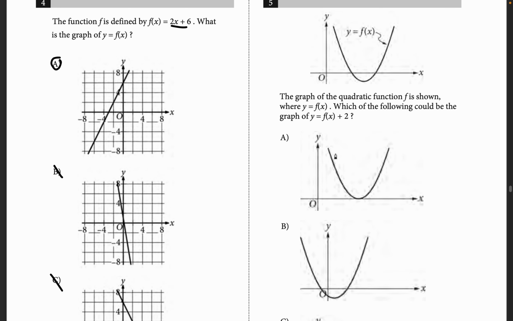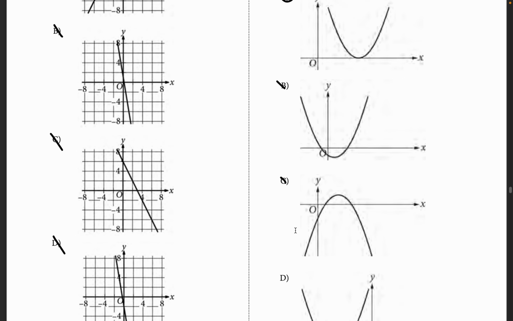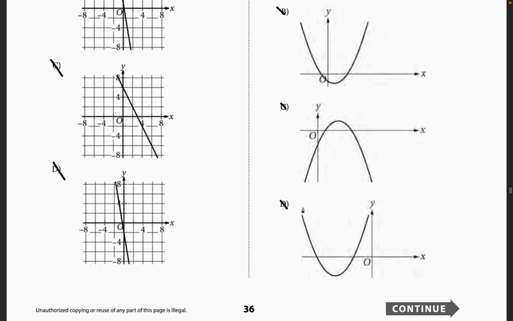The graph of the quadratic, which of the lines could be the graph of f of x plus 2? So what we want to see is the vertex go up by 2. So it should be right here, closer. Yes, and that's choice A. This one's shifted to the left. This one's actually a reflection. This one's shifted to the left.